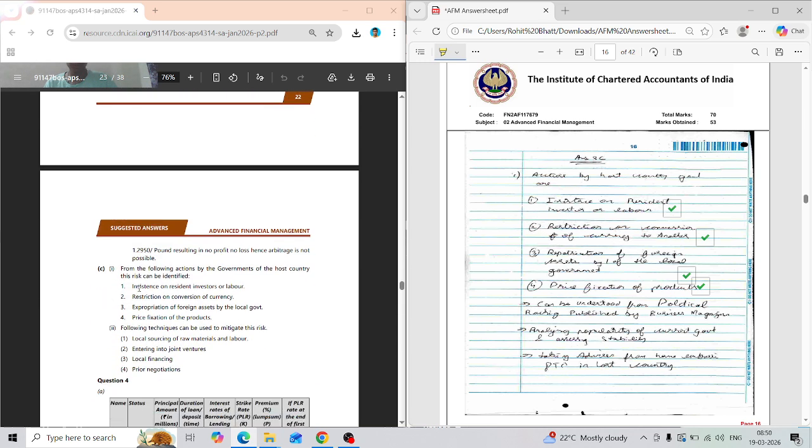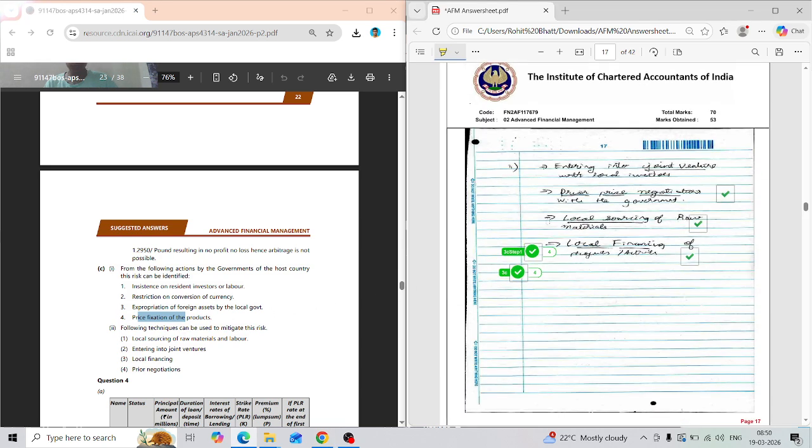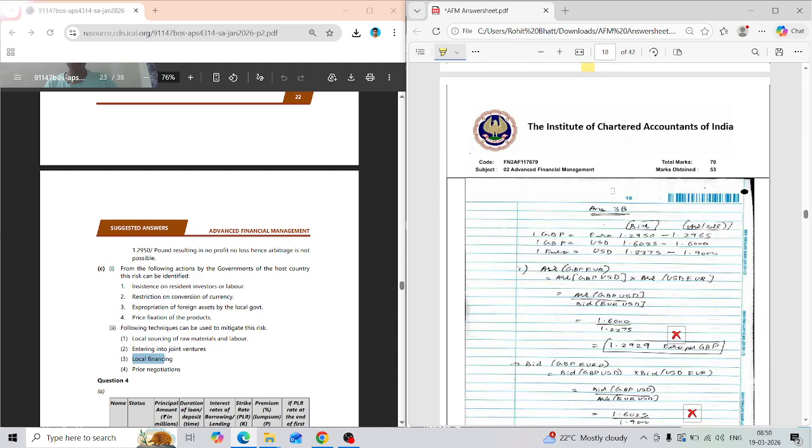This is a theory question. See, insistence on resident investor labor, restriction on conversion of currency, expropriation of foreign assets by local government. I have written repatriation of foreign assets by local government. That also is fine. Price fixation of the products. Then I had to write the techniques. So in techniques, local sourcing of raw material, entering into joint ventures, local financing, price negotiation. So all my points are matched. So the examiner will definitely give full marks if all our points match.